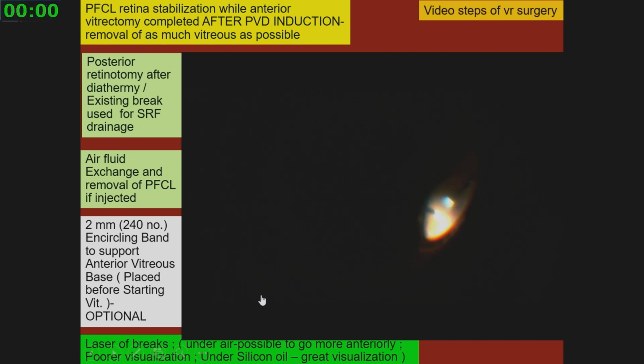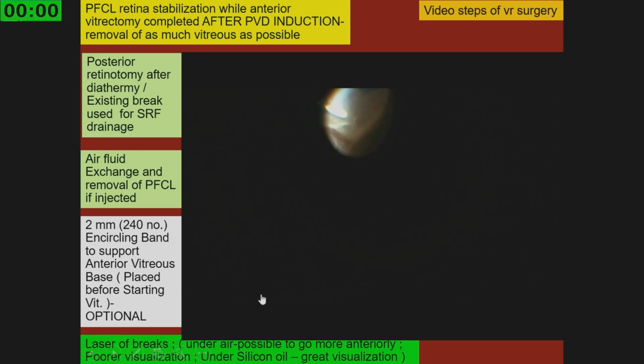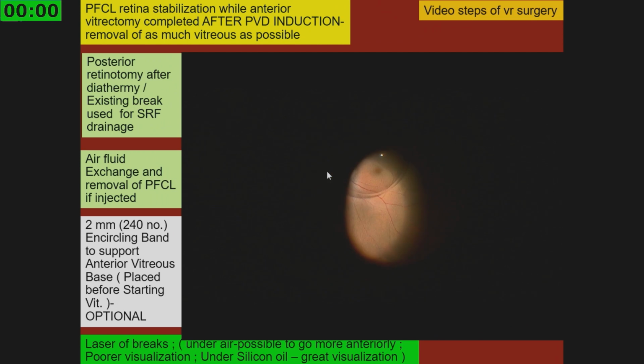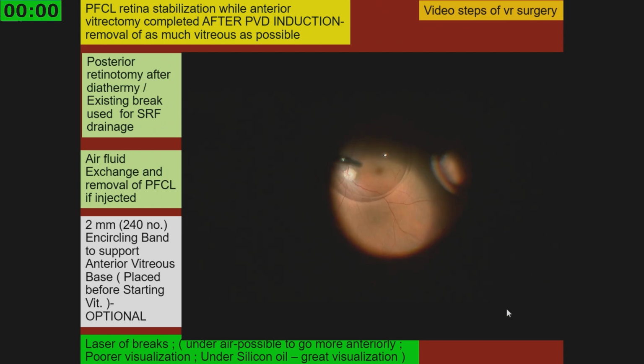Complete your anterior vitrectomy, and after you've completed your anterior vitrectomy, go ahead and make the retinotomy, and then once you've made the retinotomy, go ahead and do the SRF drainage. What you're seeing here is the retinotomy and the SRF drainage. I think I will let this go ahead.